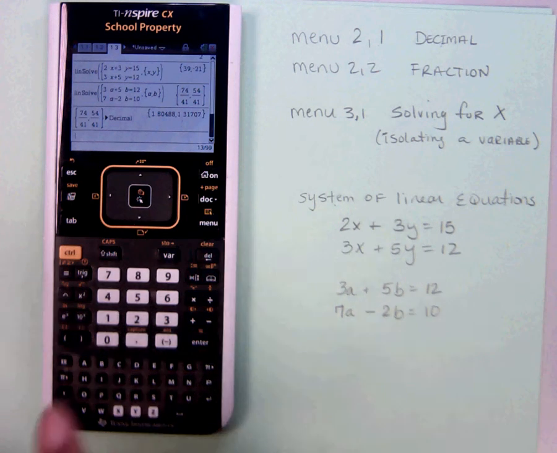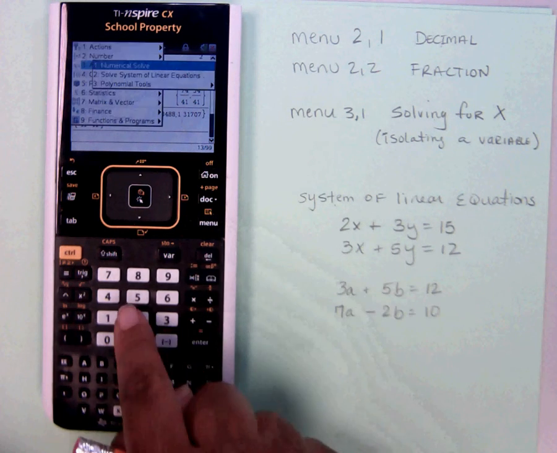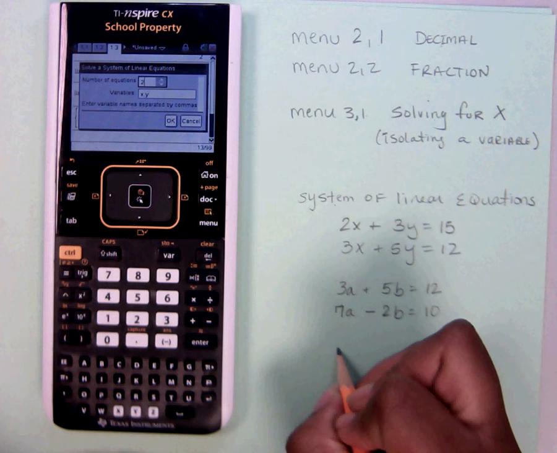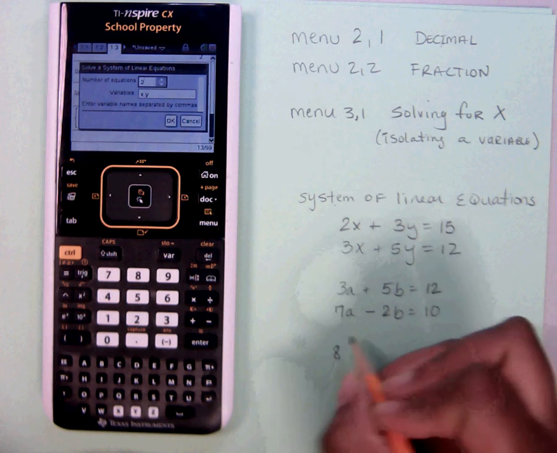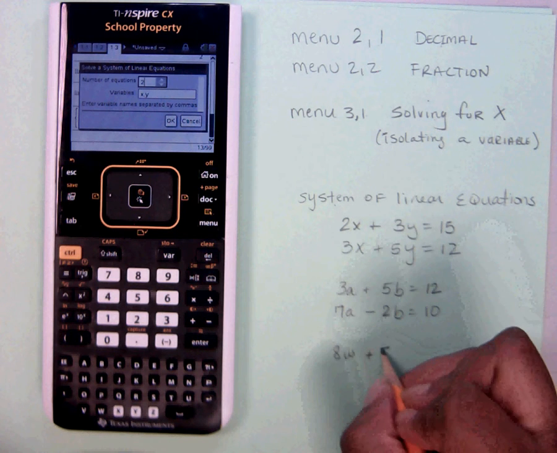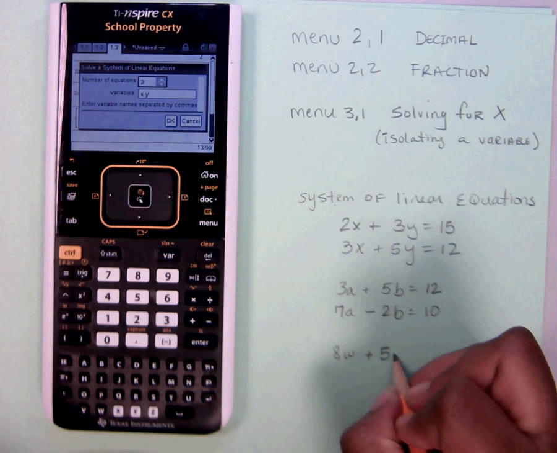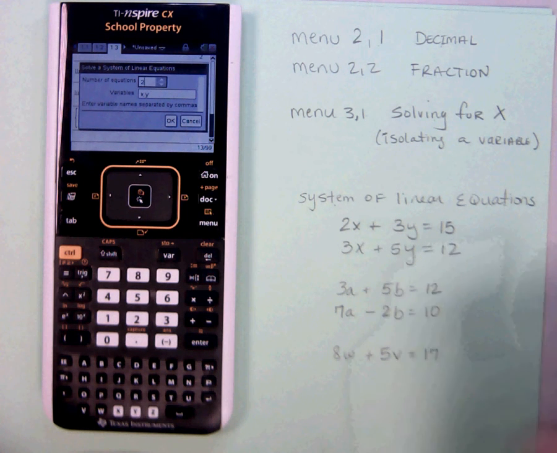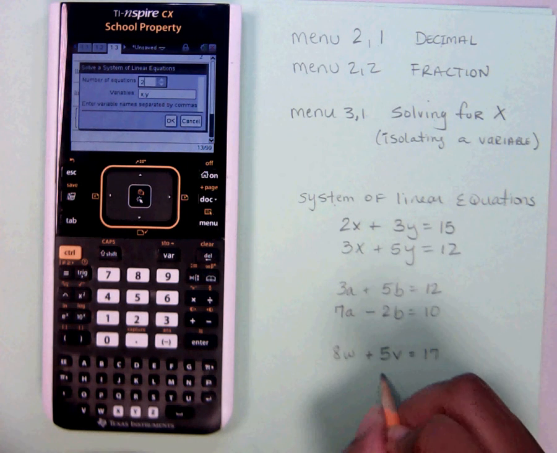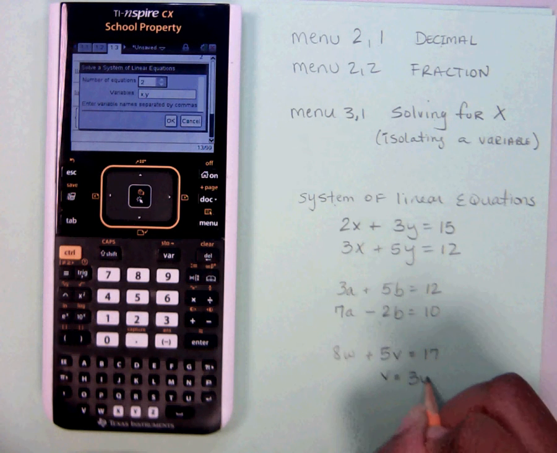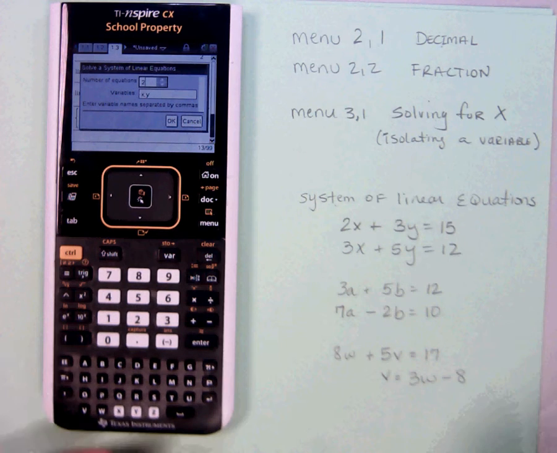I want to do one more system. Menu 3 2, and I want to use 8w plus 5v equals 17, and v equals 3w minus 8.